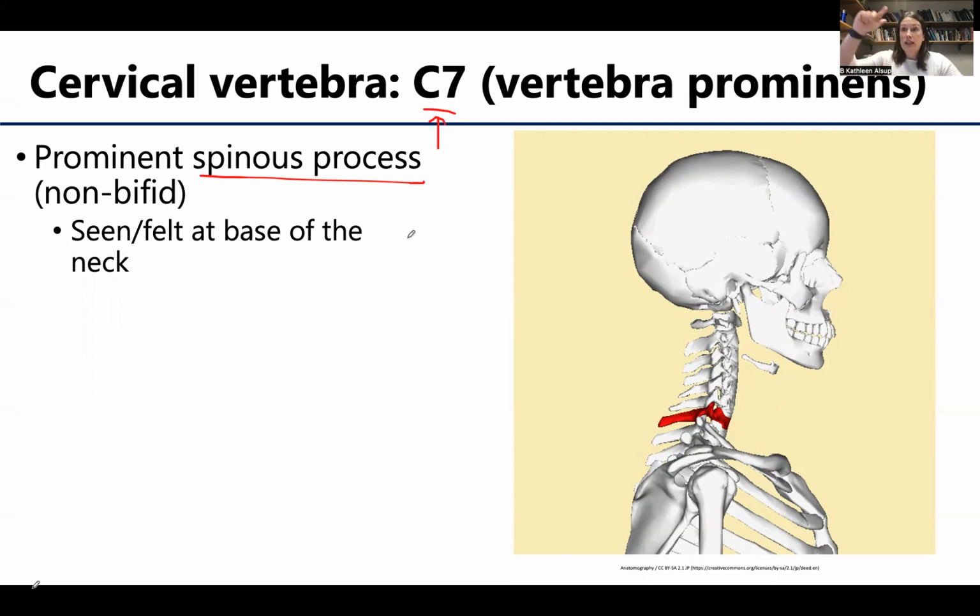And this can allow you to count vertebrae to give you an idea of where you're at if you need to inject some type of needle or something into that region. So this is a clinically important region. Other than the more projecting spinous process, the rest of the vertebra is pretty similar to the rest of the cervical.